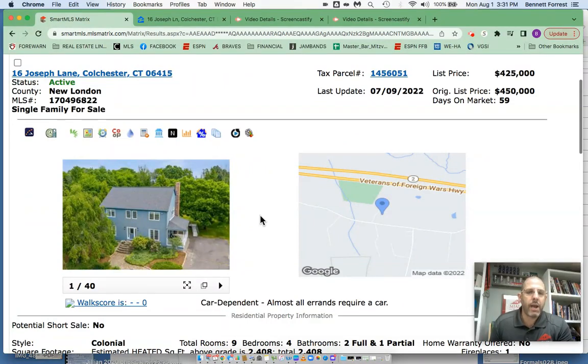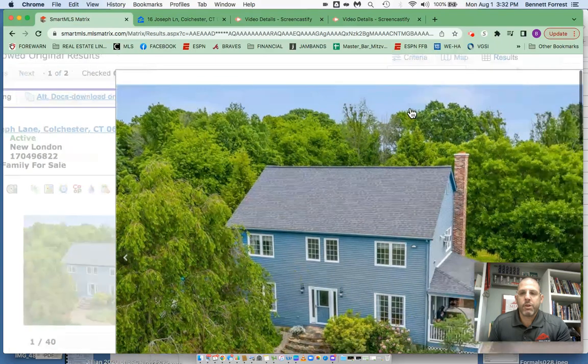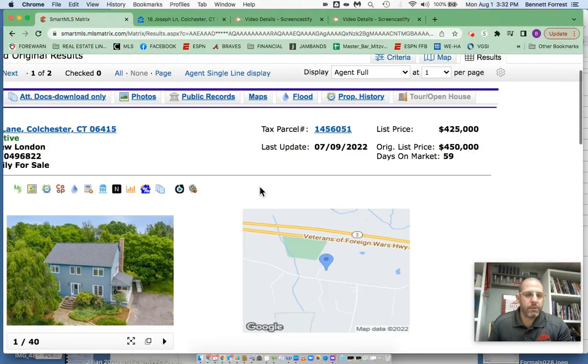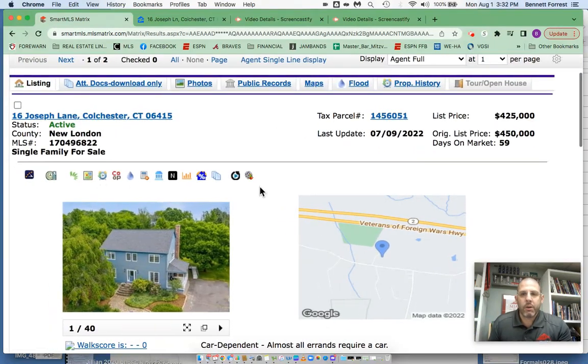Today's quick instructional video shows how to calculate your monthly payment based on a house you're looking to purchase. We have this really lovely house down in Colchester, Connecticut that the Meali team has listed. And as you can see, it's listed at $425,000.